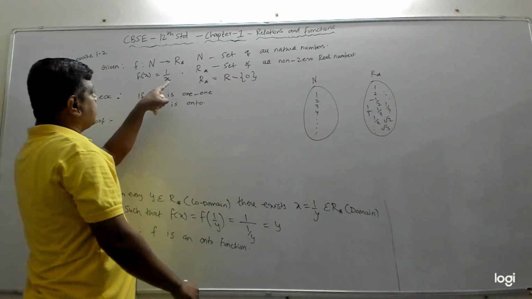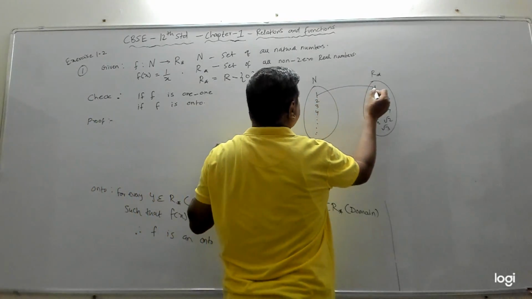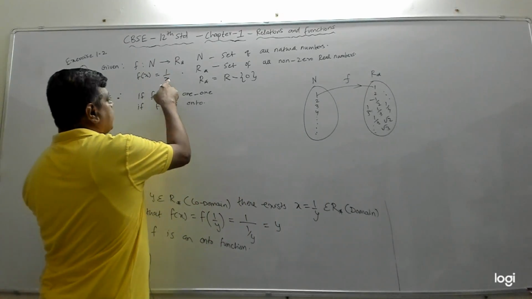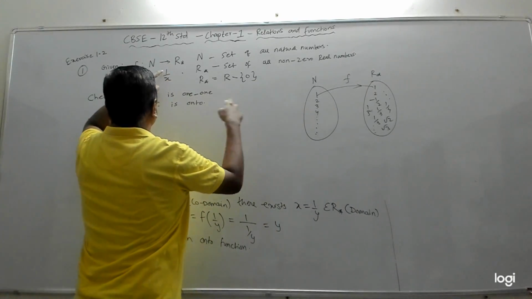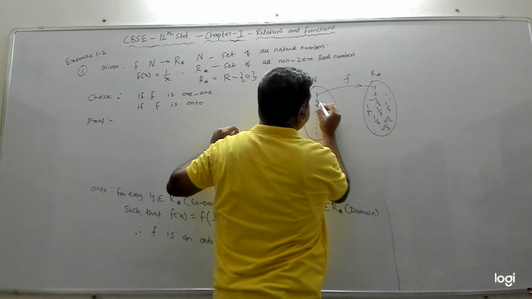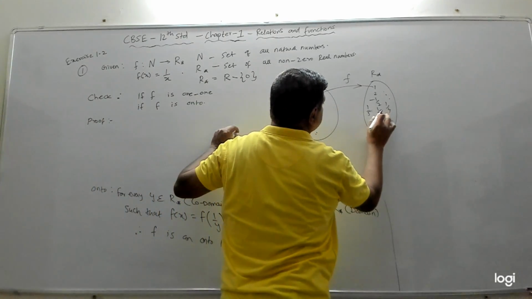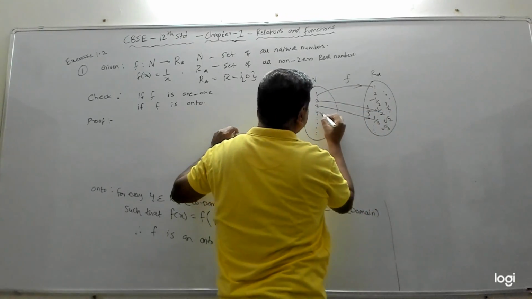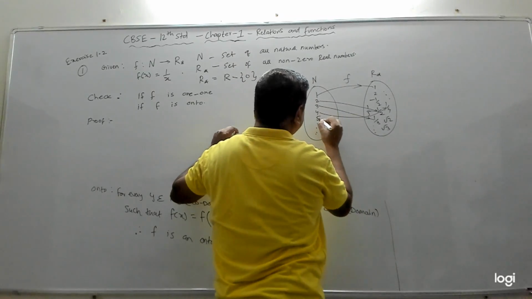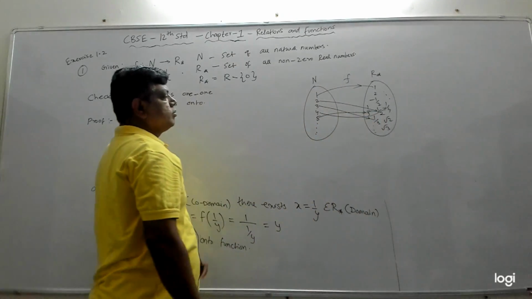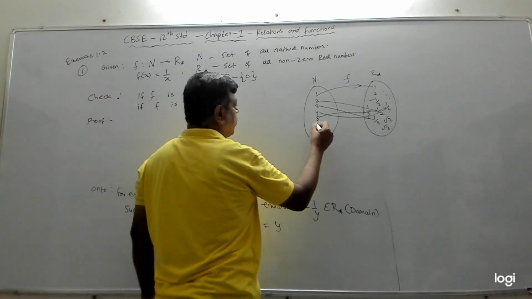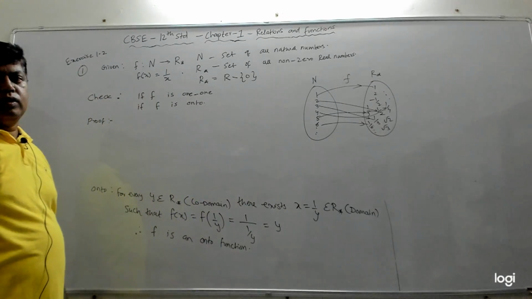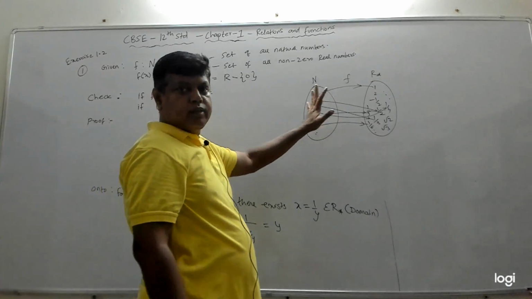Now what is f of 1? 1 will be mapped to 1. f of 1 is 1 by 1. This is your function f. So 1 will go to 1 by 1, which is 1. Then f of 2 will go to 1 by 2. 3 will go to 1 by 3. 4 will go to 1 by 4. 5 will go to 1 by 5. 6 will go to 1 by 6. Looking at the arrow diagram, it looks like it is 1 to 1.